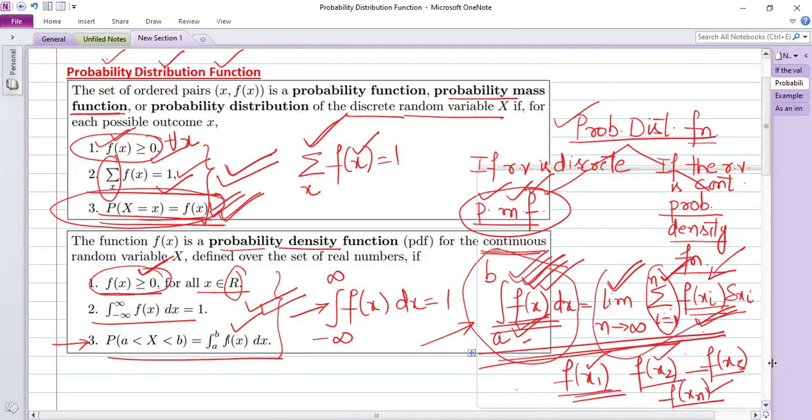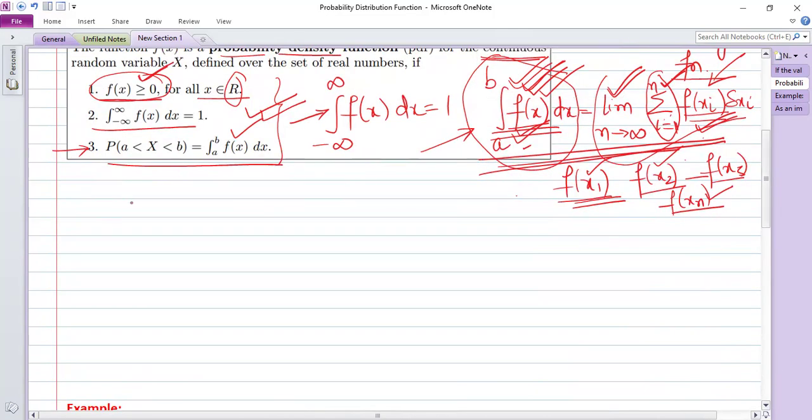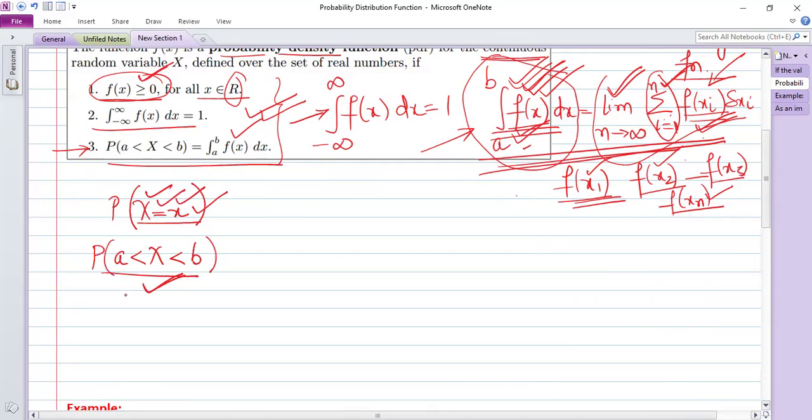Actually, we know by now that either x will be taking some discrete value, or x will be lying in some interval. Okay, means either x will be discrete or x will be continuous. But whatever the case, ultimately we are interested in finding the corresponding probability. Now, in this case, the probability will be directly given by f(x).